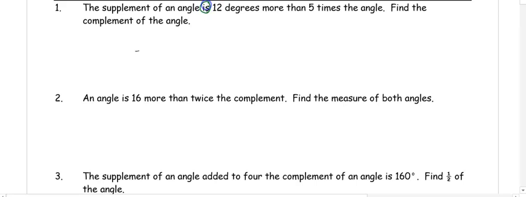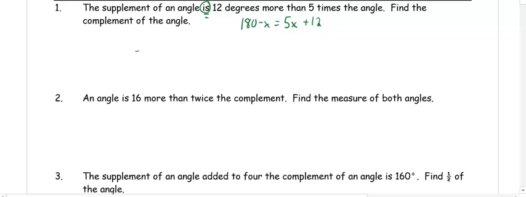So remember that the word "is" is going to represent our equal sign. So what comes before that in the sentence is on the first side of the equal sign. Whatever comes after it is on the second side. So the supplement of an angle is represented by 180 minus x. And then we have 12 degrees more than 5 times the angle. Well, the angle is x, 5 times that is going to be 5x, and then 12 more.